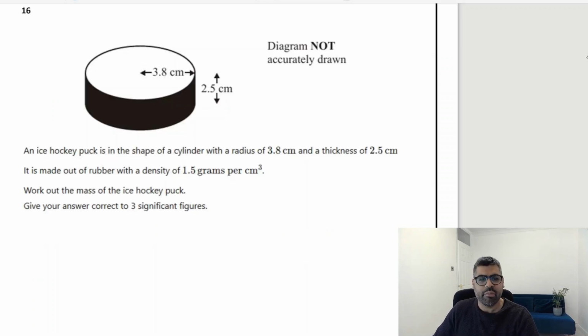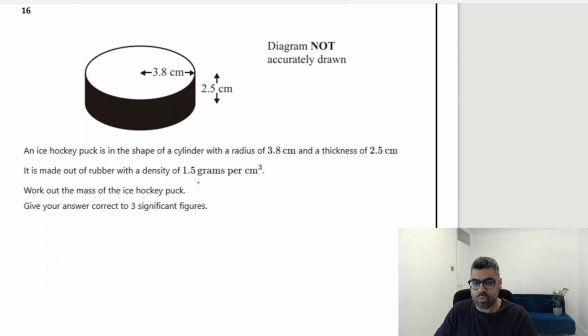So here we have the diagram of an ice hockey puck. It's in the shape of a cylinder. Radius is 3.8 centimeters. We have a thickness of 2.5 centimeters. It's made out of rubber with a density of 1.5 grams per centimeter cubed. We need to work out the mass.